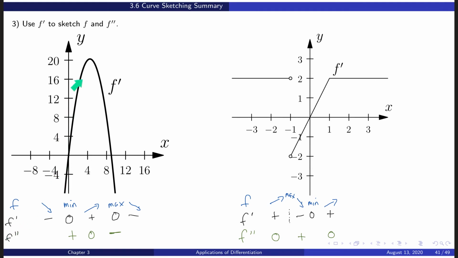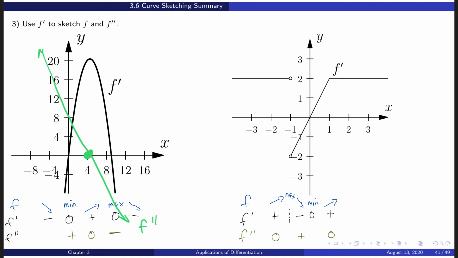If f prime is increasing, then I know that the rate of change of f prime is positive. And if f prime is decreasing, I know the rate of change for f prime is negative. So my f double prime is going to go positive, 0, and then negative, and it's going to be 0 at what looks like about 4. So I'm going to take f double prime and draw it in green and have a root there and a positive negative relationship. So again, it makes sense that f prime is what looks like a negative quadratic, which means f double prime would be a straight line with a negative slope.